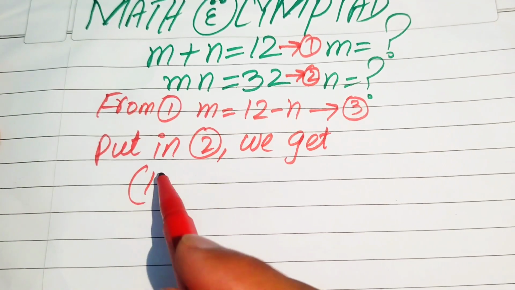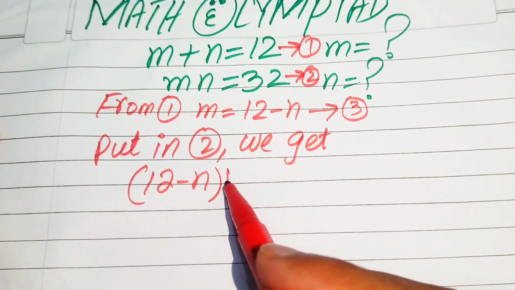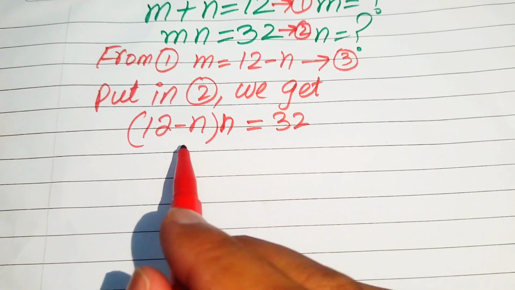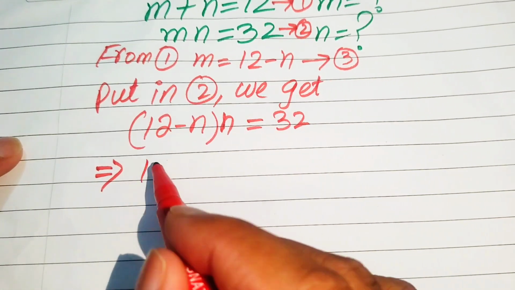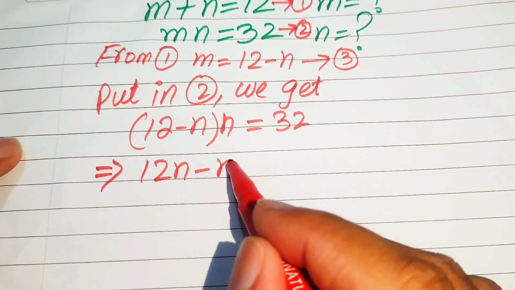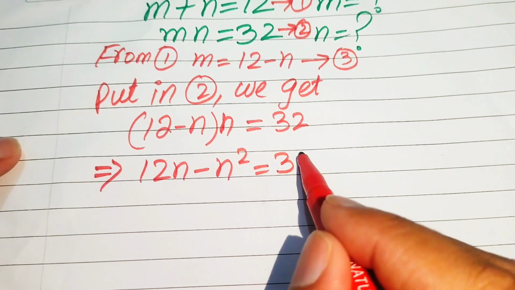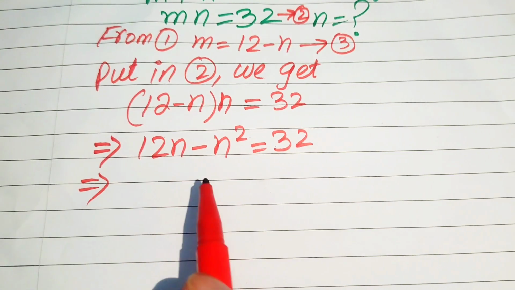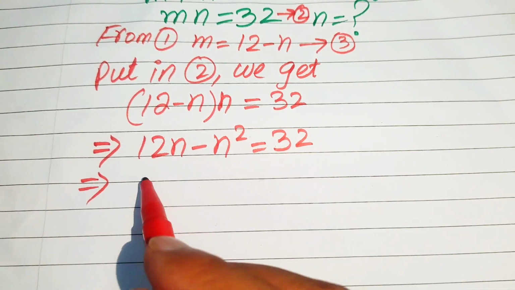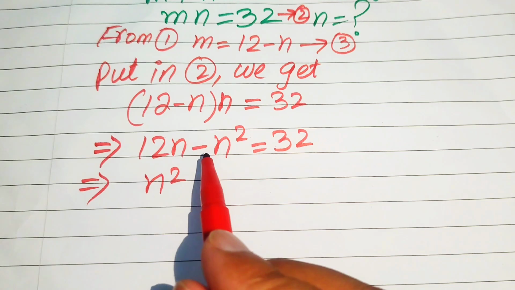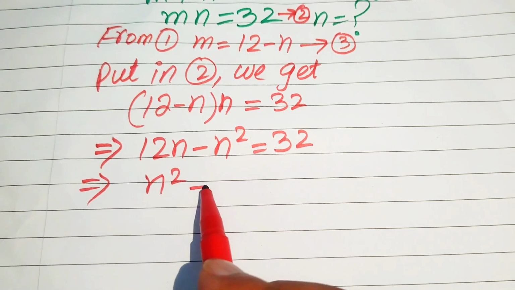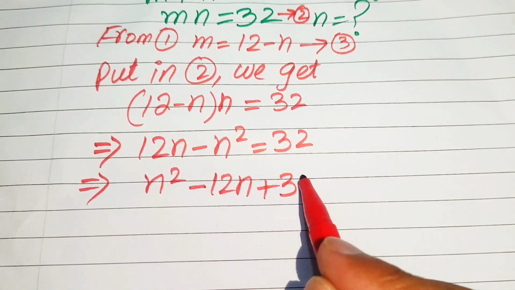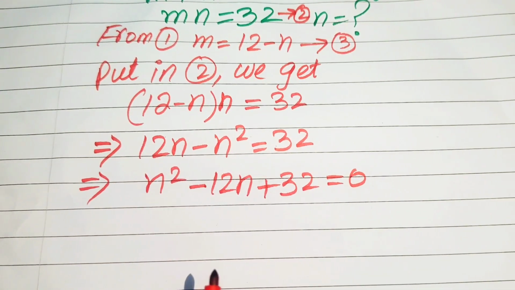12 minus n times n equals 32, and now we multiply this n on both of these terms and it will be written as 12n minus n square equals 32. And here we need to rearrange the terms and we move both of these terms to the right hand side, and it will be written as n square, because this is negative n square it will become positive, and this positive term will become minus 12n plus 32 equals 0.